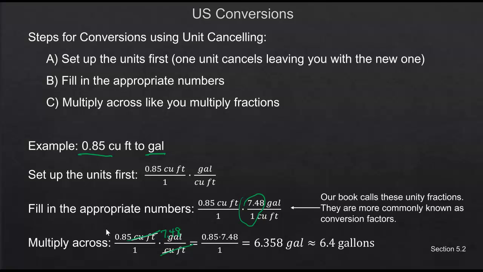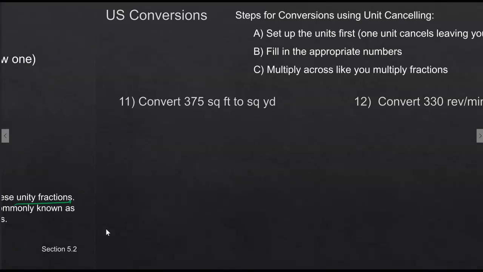And our book calls these unity fractions. I usually call them conversion factors. We set them up so that we can convert. All right.